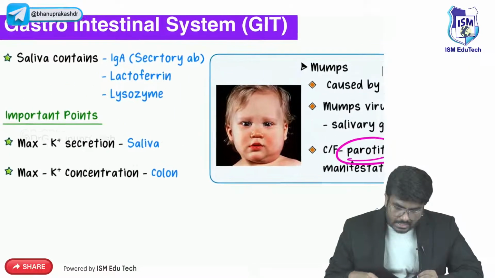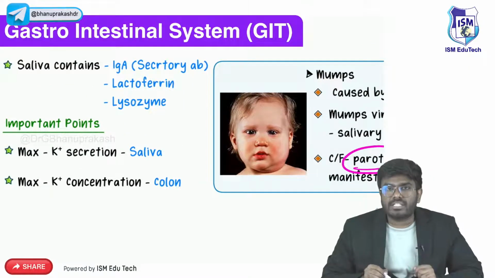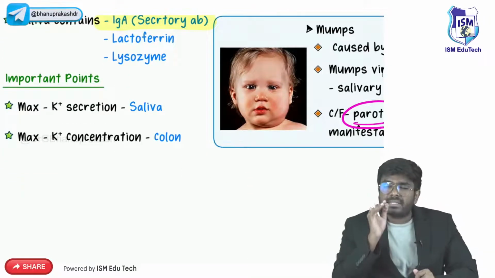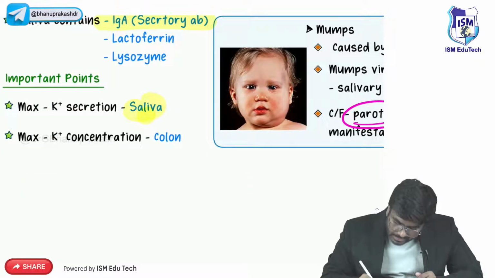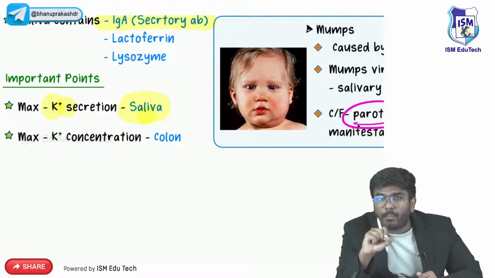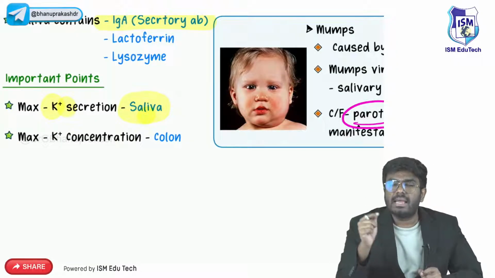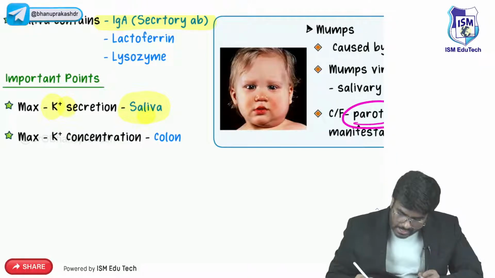Next, what else? In the saliva, you should know which antibody is present. There is IgA antibody present, MCQ. And some basic points. See in the saliva, S for S, maximum potassium secretion. Maximum potassium is being secreted into which body fluid? Saliva. S for S. Saliva for secretion.